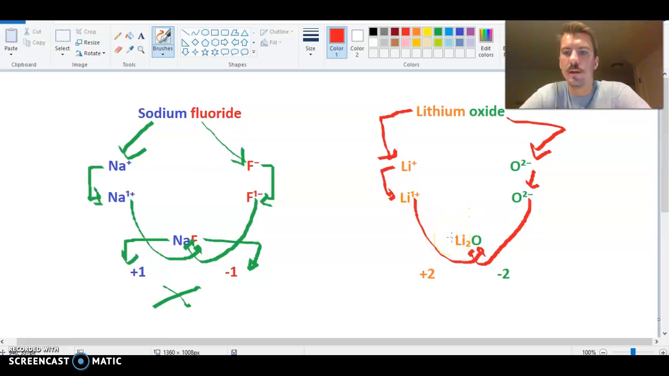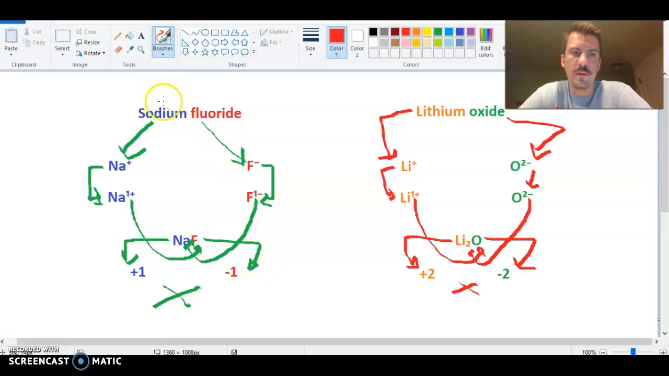Let's consider the net charge. Because there are 2 lithiums, and each lithium has a +1 charge, the total charge is +2. Because oxide has a -2 charge, and there's only one of them, the net negative charge is -2. And right away you can see that +2 cancels out -2, and what we have is a neutral compound.